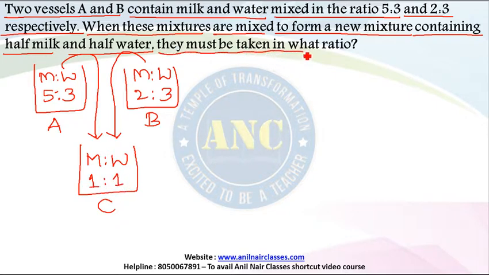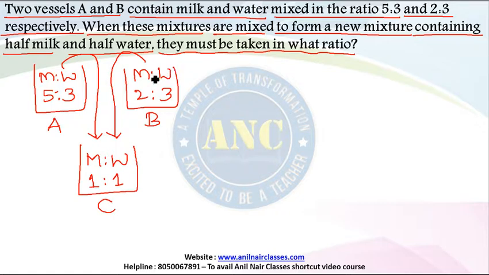They must be taken in what ratio? That is your question. Now see here. Listen to this carefully, sir. In what ratio you need to take the mixtures of milk and water in vessels A and B, so that my vessel C will consist of milk and water in the ratio 1:1. That is your question. Now, same logic.